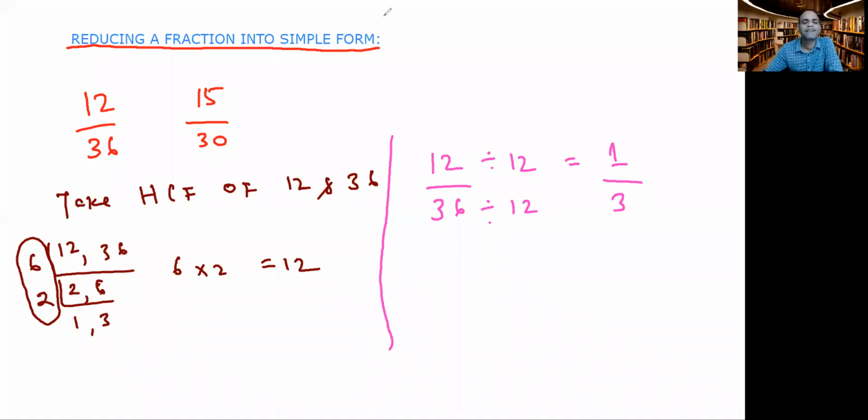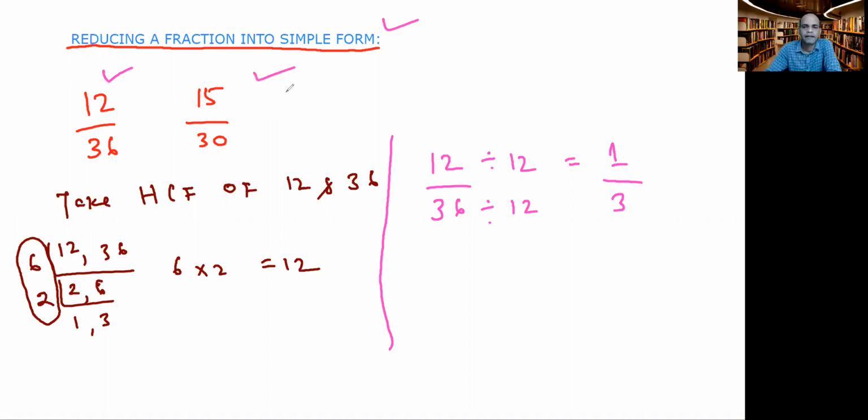Now let us discuss another form of fraction, that is how to reduce a fraction into simple form. How to reduce a fraction into simple form. The simplest form, how will we get it? Let us take two examples. One is 12 by 36. Another example is 15 by 30.